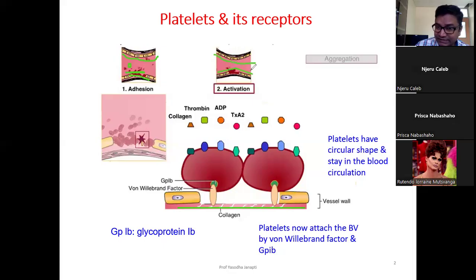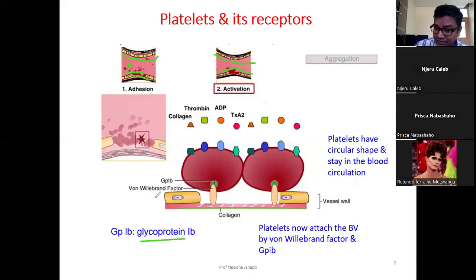Whenever there is a cut, there are changes in the blood vessels, the endothelium, and platelets will come and adhere. You can see it here. They become adherent. On the platelets, there are many receptors present. You can see it: GP1b. GP means glycoprotein.